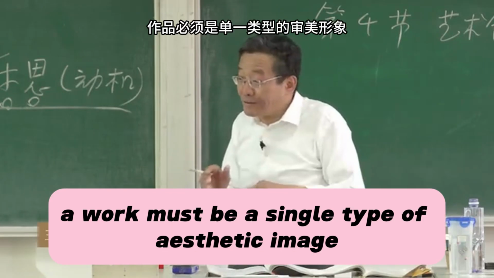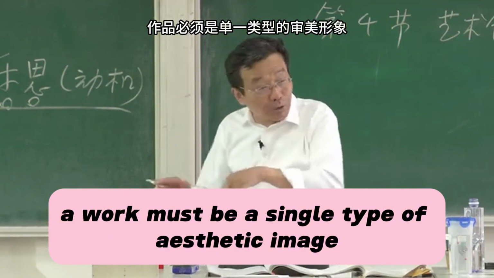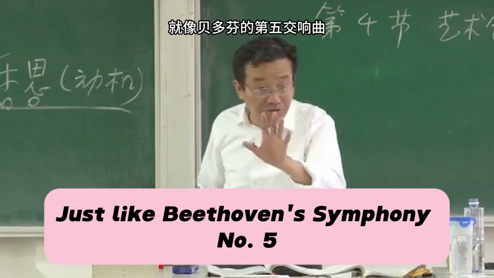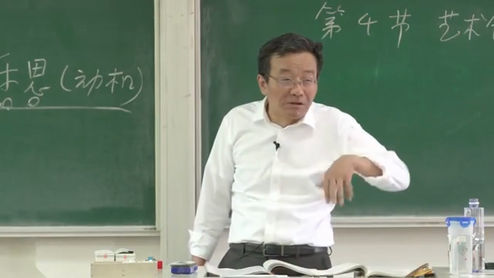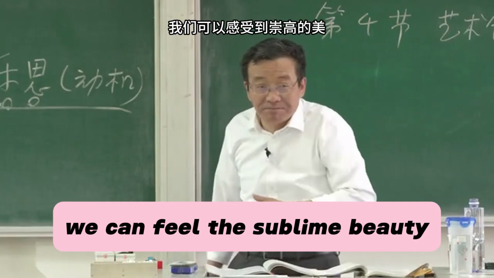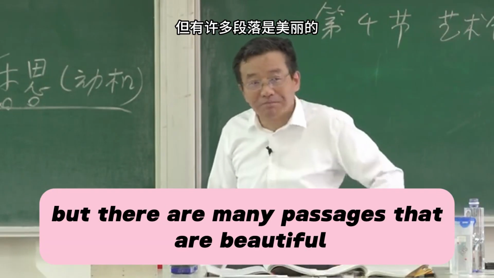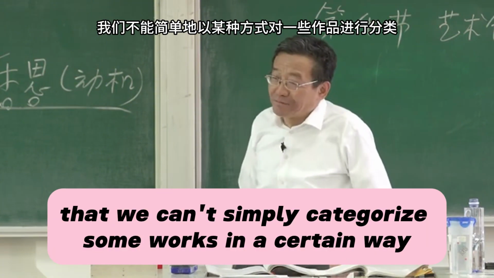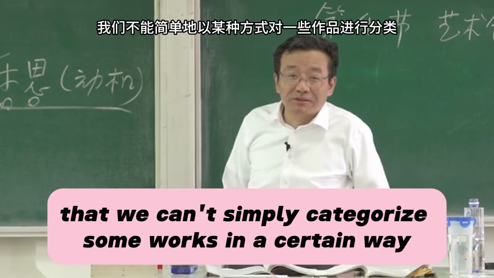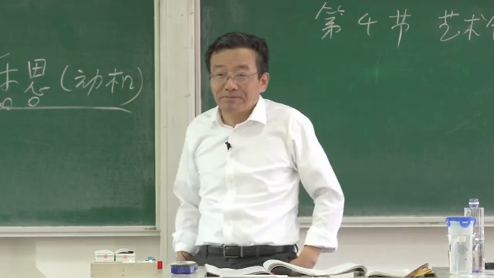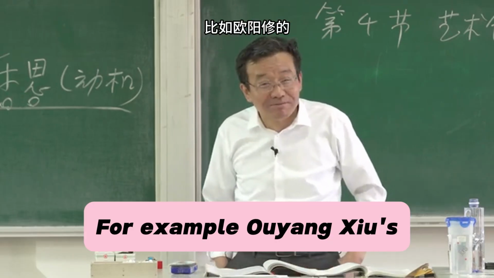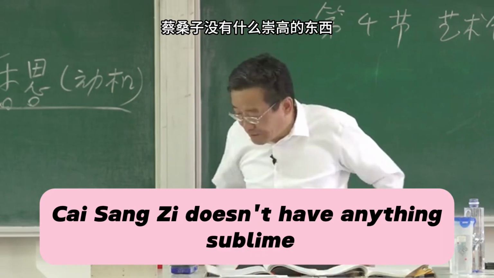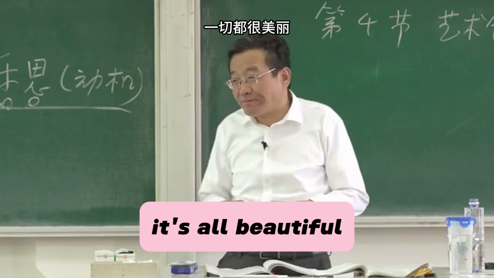This doesn't mean that a work must be a single type of aesthetic image. Just like Beethoven's Symphony No. 5, we can feel the sublime beauty, but there are many passages that are beautiful. So, we need to remind ourselves that we can't simply categorize some works in a certain way. For example, Ouyang Xiu's Cai Songzi doesn't have anything sublime, it's all beautiful.